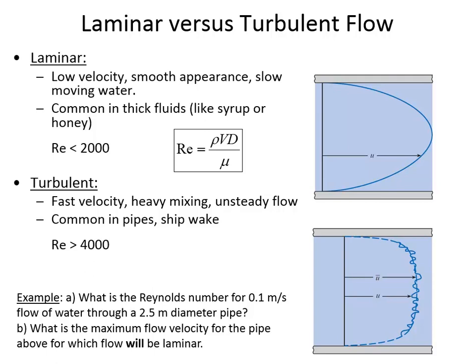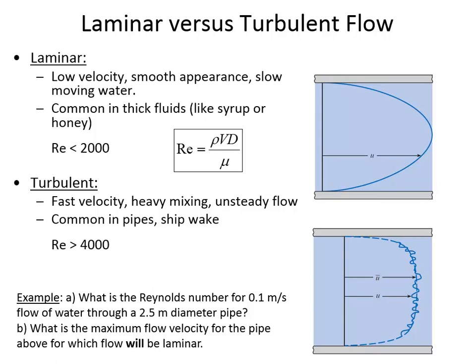For a velocity of 0.1 meters per second and a pipe diameter of 2.5 meters, if we divide by the kinematic viscosity of water, 1 times 10 to the minus 6th meters squared per second, we get the Reynolds number is 250,000.